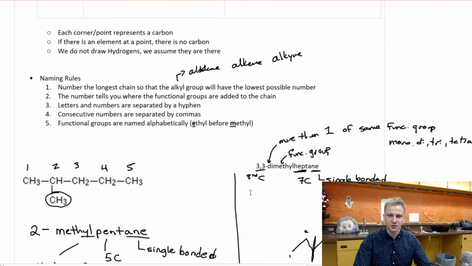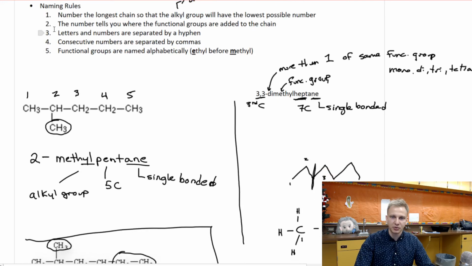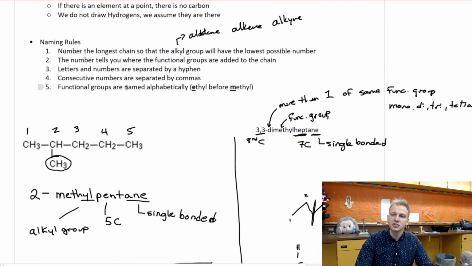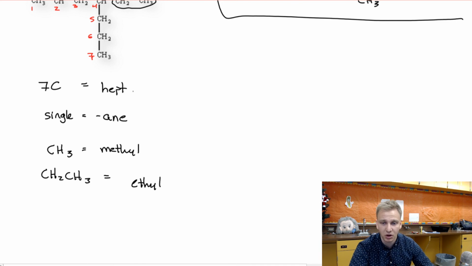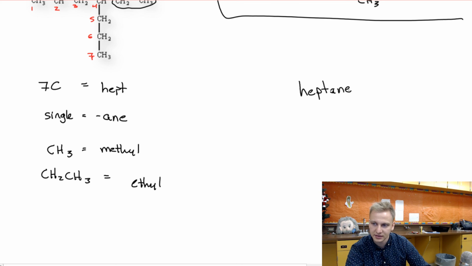And so if we go back up to our steps, we want to number our functional groups. Okay, we've done that already. And we want to separate our letters and numbers with the hyphen. We want consecutive numbers to be separated by commas. And then we want the functional groups to be named alphabetically. So we know that in this molecule, we are going to end the name with heptane, like this. What we don't know is what goes in front of that.